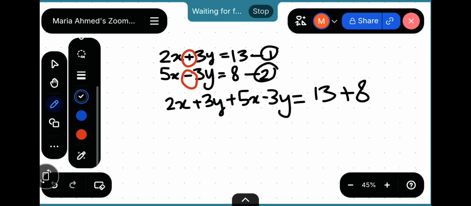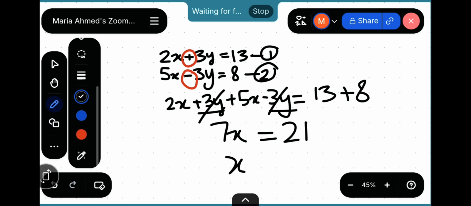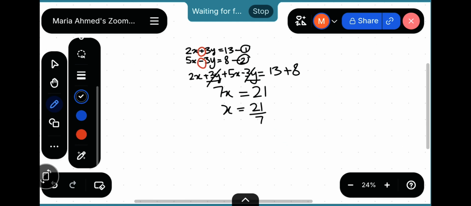Now since we can see that 3y and negative 3y can be eliminated because they have opposite signs. So what is left over? Just 2x plus 5x, which is 7x. And on the right hand side we have 13 plus 8, which is 21. So x will be equal to 21 upon 7, which is equal to 3.